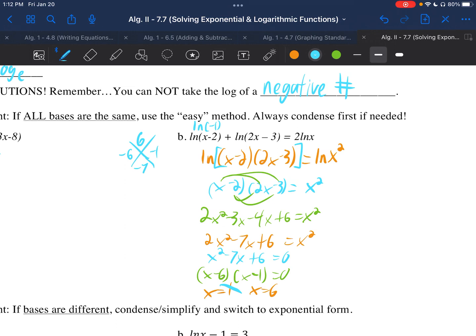So if we were to plug in 6, what would happen? Well, we take the natural log of 4, the natural log of 12 minus 3 is 9, and 2 times the natural log of 6. So all of those are perfectly fine there on that one. So x equals 6 is the only actual answer because 1 makes the first one part a negative. So that would not work.